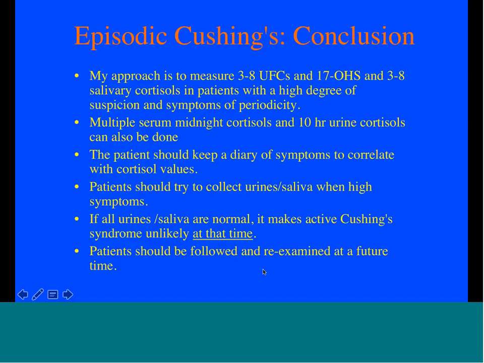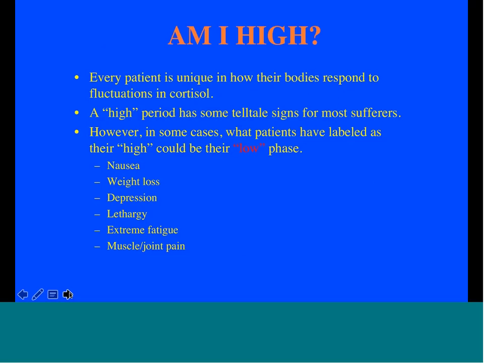Patients should be followed and re-examined at a future time. So the question is, am I in a high? And we wrote on my website, every patient is unique in how their bodies respond to fluctuations in cortisol. A high period has some telltale signs for patients. However, you want to distinguish a high from a low.